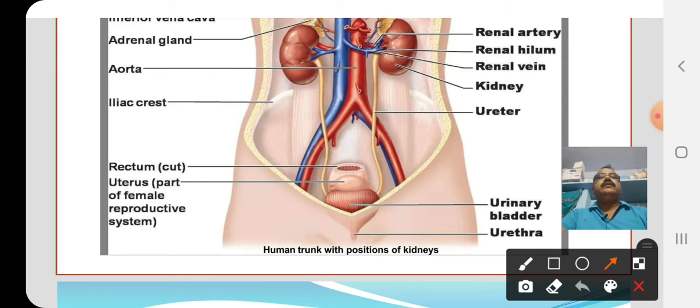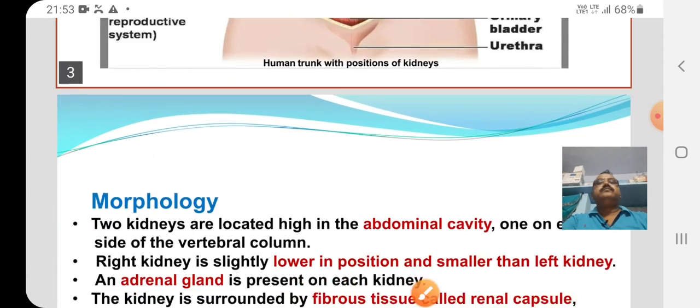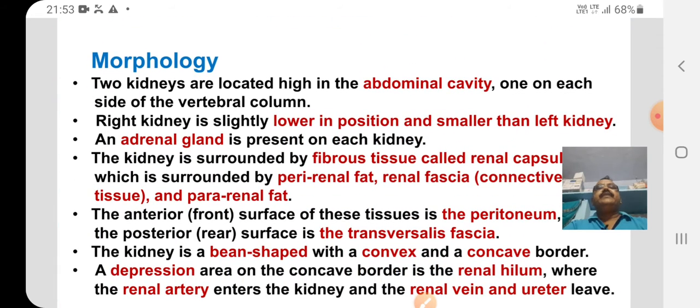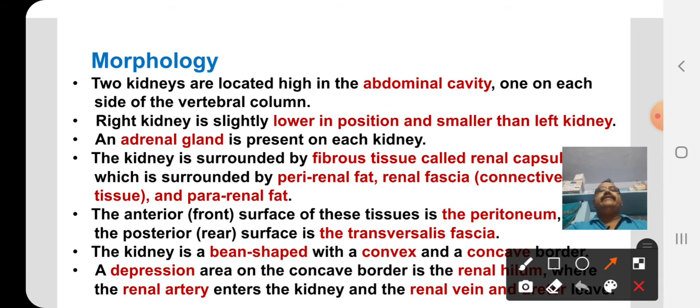This downward tube which descends from the kidney is called the ureter, which leads to the urinary bladder and opens to the exterior through urethra. Let us discuss the external feature of the kidney. Two kidneys are located high in the abdominal cavity, one on each side of the vertebral column. Right kidney is slightly lower in position and smaller than the left kidney.